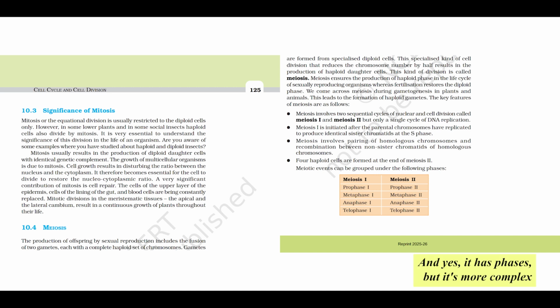And yes, it has phases, but it's more complex than mitosis because it involves 2 sequential cycles of division, meiosis I and meiosis II. But, and this is critical, there's only 1 round of DNA replication, which happens before meiosis starts. 1 replication, 2 divisions. Okay. Key features to remember: 2 cycles, meiosis I and II, 1 DNA replication before meiosis I.